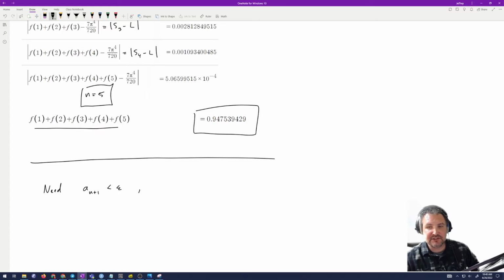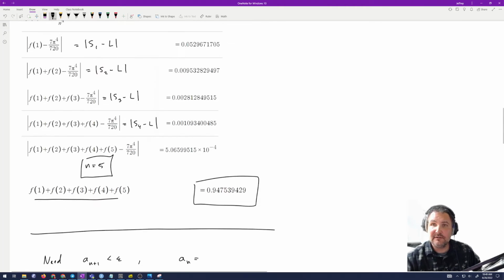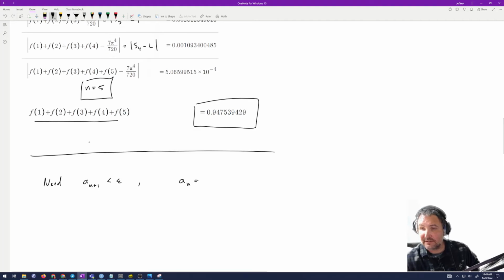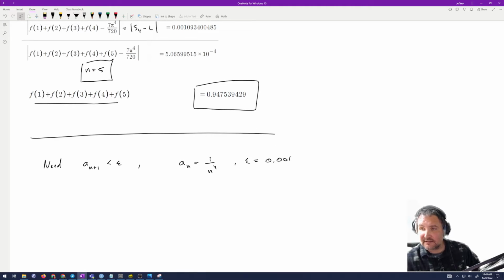Okay, so let's figure out what we have and what we need. We can find the expression for an. If we go up to our alternating series, the positive part here is an equals 1 over n to the fourth. And we have that epsilon is equal to 0.001. So let's just find the n.